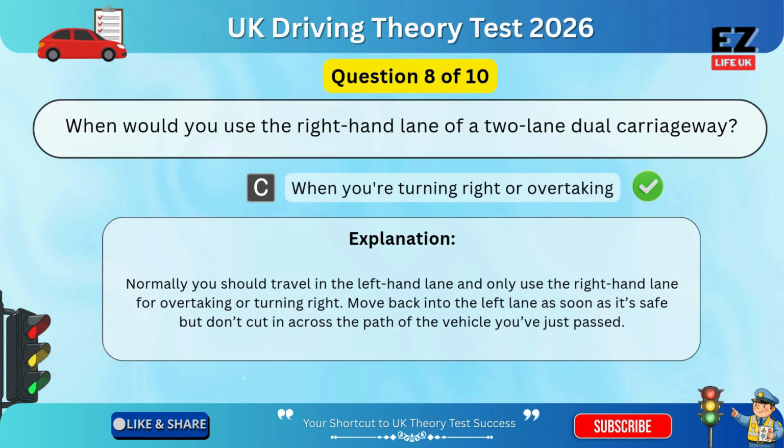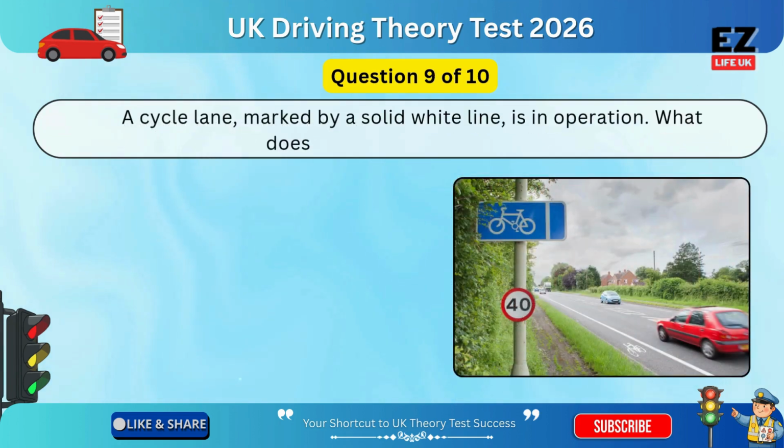Let's look at why the correct answer is option C. Normally you should travel in the left-hand lane and only use the right-hand lane for overtaking or turning right. Move back into the left lane as soon as it's safe, but don't cut in across the path of the vehicle you've just passed.